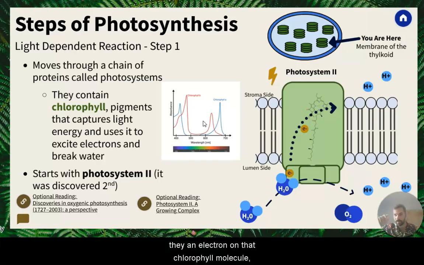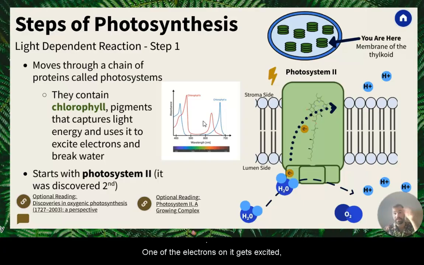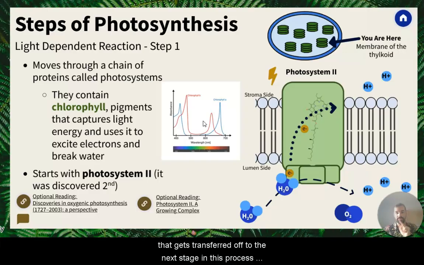An electron on that chlorophyll molecule, which incidentally is kind of similar to a molecule at the center of hemoglobin, the protein that carries oxygen in our cells. That's an aside. But when they get hit by those particular wavelengths of light, because of the structure and size of that molecule, one of the electrons on it gets excited. That gets transferred off to the next stage in this process.